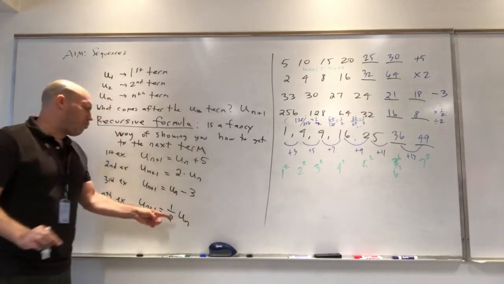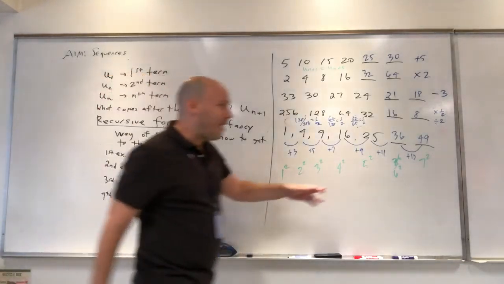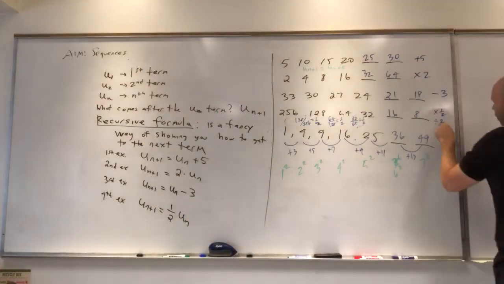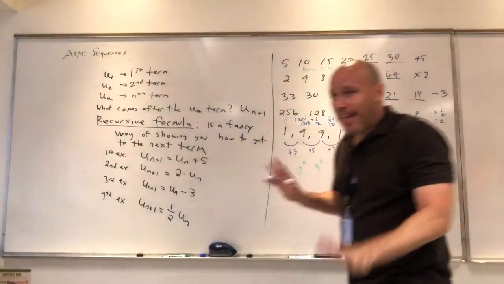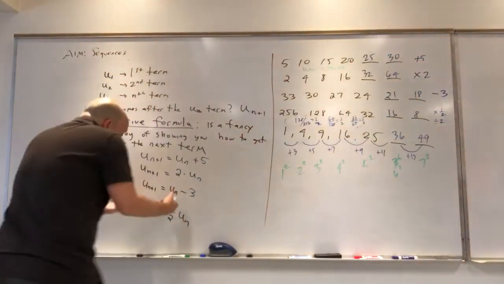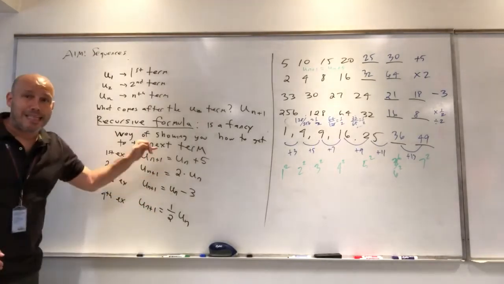We generally don't write the division symbol anymore. So instead of dividing by 2, we're going to be multiplying by a half. We're just getting fancy. So this is a recursive formula. It simply is, how do I get to the next term?